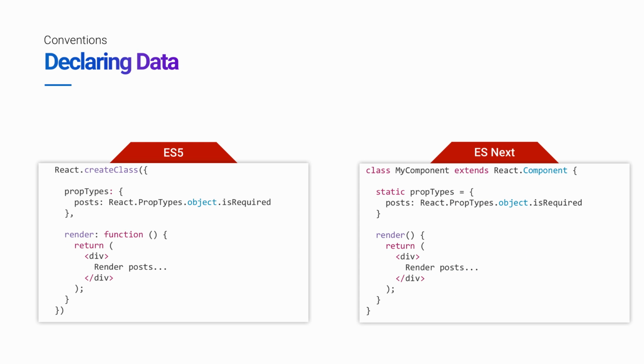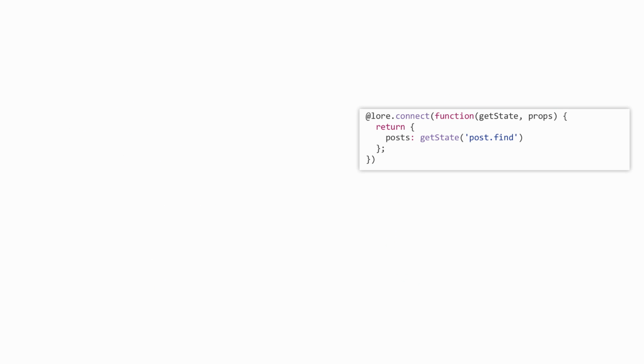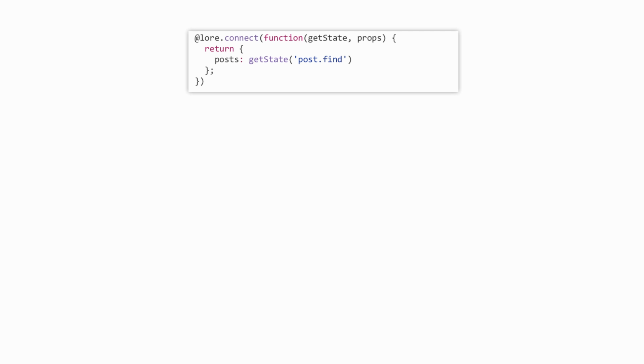So to illustrate what Lore does to help with that, we're going to take a look at a couple components. And so we have a typical ES5 component on the left and an ESNext style component on the right. And to declare what data these components need, they both declare that they need posts. There's a higher order component called connect that you can wrap these in. And this higher order component exists to allow you to declare what data they need, and that data will be passed down to the component. To illustrate how this works, let's take a look at the ESNext style decorator, as it's a little easier to look at.